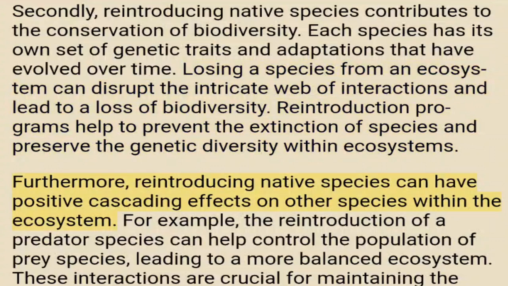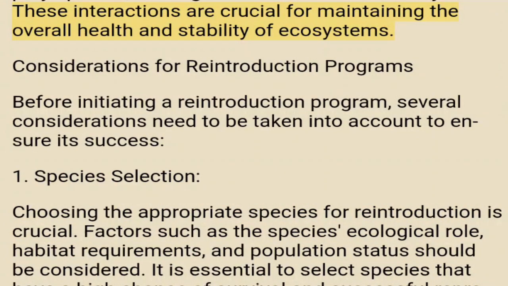Furthermore, reintroducing native species can have positive cascading effects on other species within the ecosystem. For example, the reintroduction of a predator species can help control the population of prey species, leading to a more balanced ecosystem. These interactions are crucial for maintaining the overall health and stability of ecosystems.